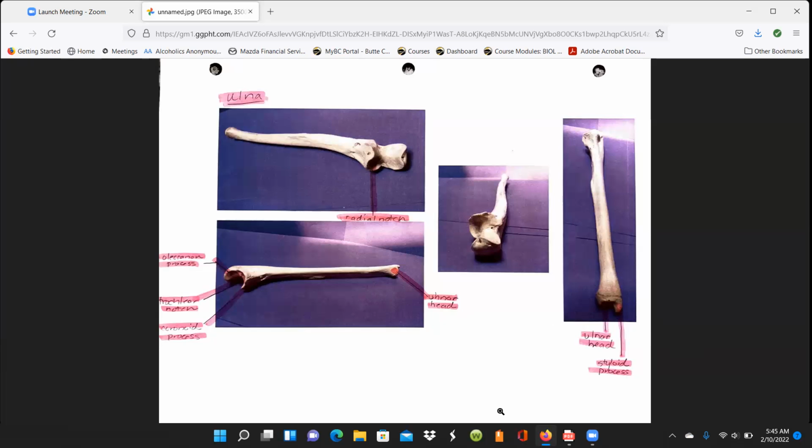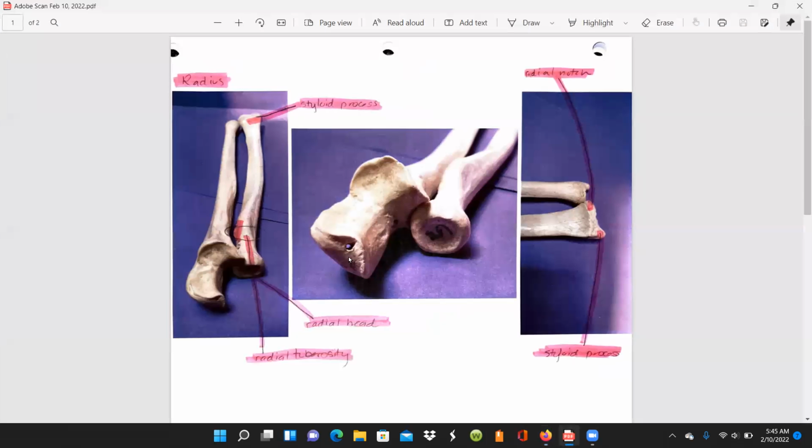Now moving on to the radius. So we will start with the radial head. And that's the entire proximal head. It's smooth on the outside surface and concave at the top. And it's going to pivot around the capitulum of the humerus. Here's our radial head. Right there as well.